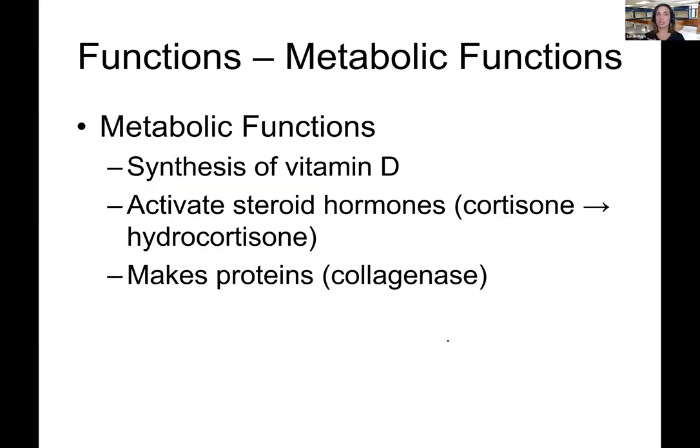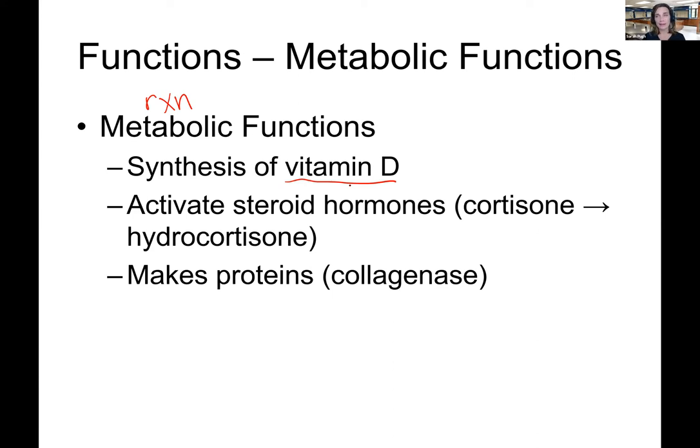Another big function of your skin is that it has a metabolic function. Remember, your metabolism are reactions that are happening inside your body. So there are reactions that are happening in your skin. I write reaction like that, just for short. Some reactions that are happening in your skin. The first one, making vitamin D, right? Your skin makes vitamin D.